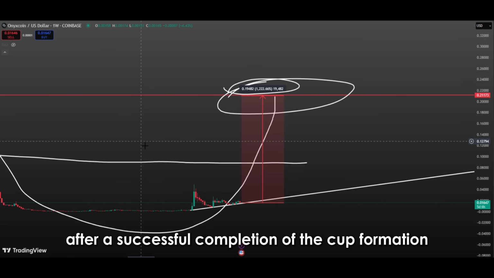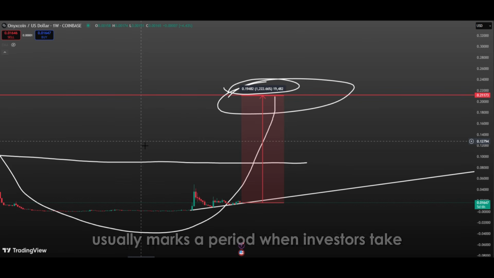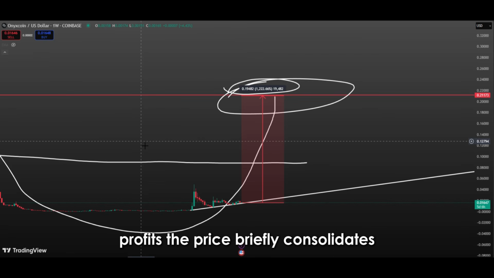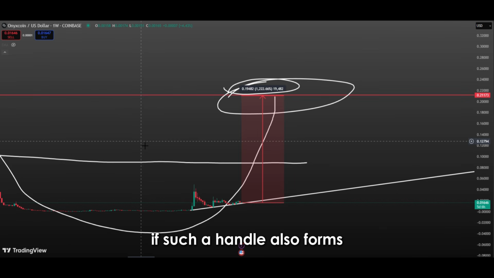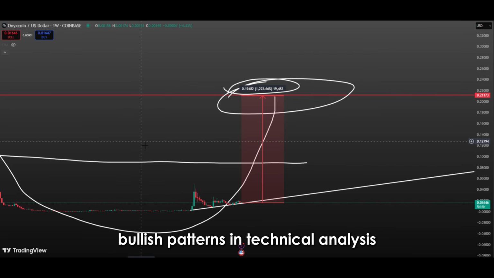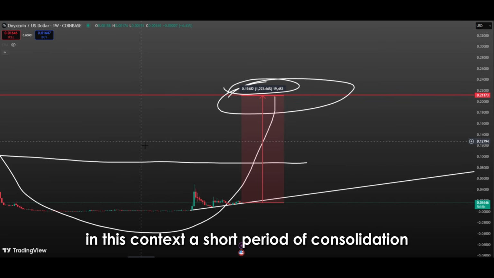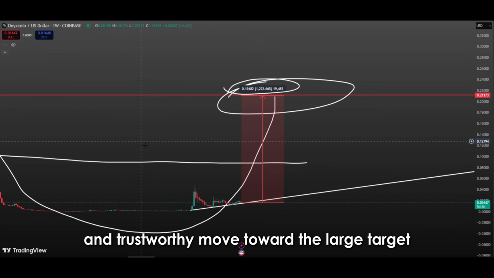On the other hand, after a successful completion of the cup formation, a short-term correction called a handle often occurs. This pullback phase usually marks a period when investors take profits, the price briefly consolidates, and then makes a strong upward move again. If such a handle also forms and is followed by another breakout, this results in a cup and handle formation, one of the strongest and most reliable bullish patterns in technical analysis. In this context, a short period of consolidation helps support a more sustainable and trustworthy move toward the large target.